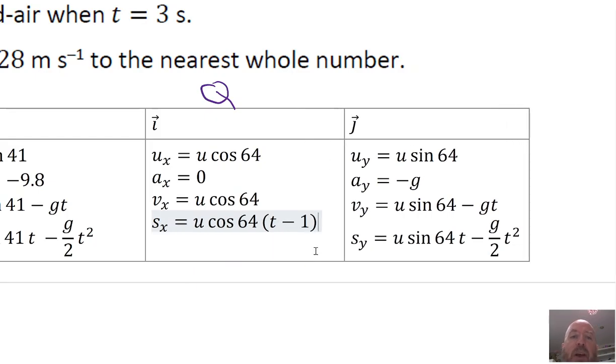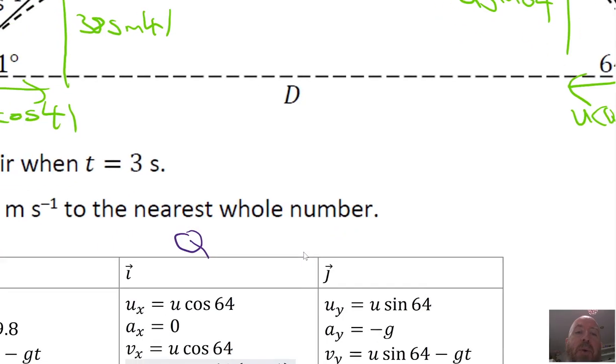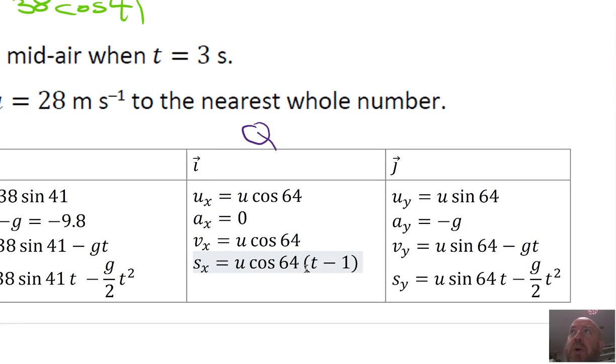It's a hard one to get your head around, but we know Q is thrown at time equals 1, so the distance Q has traveled from B, over here, is 0 when time is 1. So if we put t equals 1 into this, we get 0, and it's the only way we can get 0, because we know cos 64 is not 0 and u is not 0. So how do we make the distance x 0 at time equals 1? It is by shifting our time back 1 second.